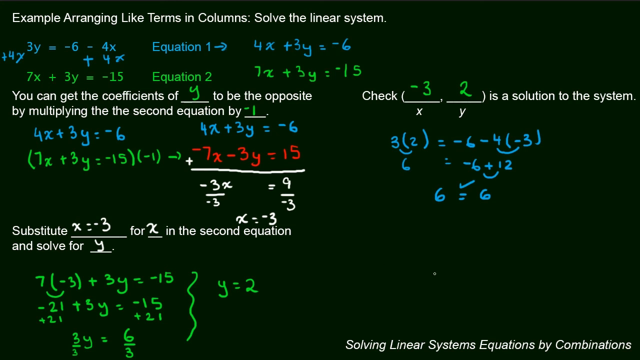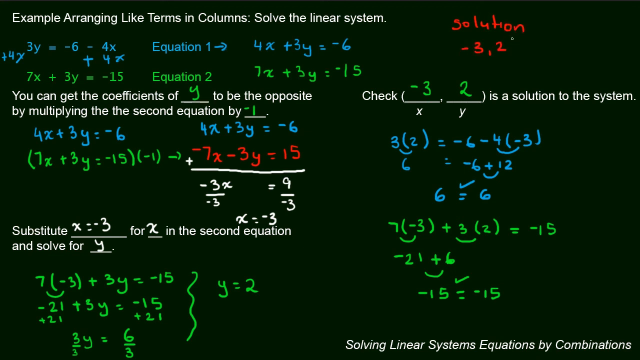Let's check the second equation. I've got 7 times negative 3 plus 3 times 2. Does that equal negative 15? 7 times negative 3 is negative 21. Positive 3 times 2 is positive 6. Negative 21 plus 6, they're different signs, so subtract, keep the sign of the bigger number. I get negative 15 is equal to negative 15. It works in the second one as well. Therefore, my solution to this system of equations is negative 3 and 2.